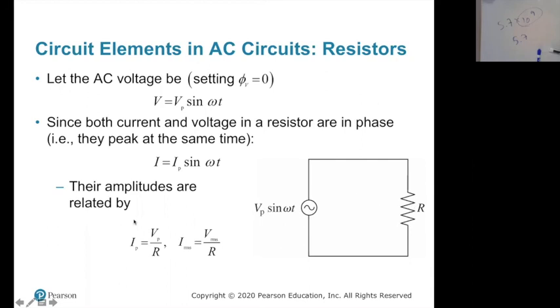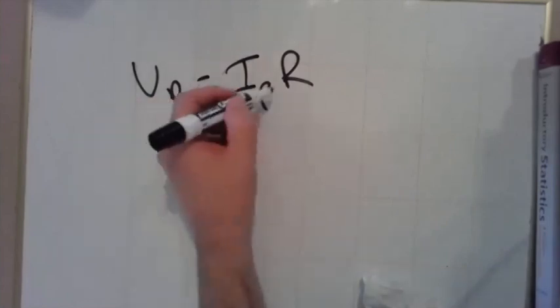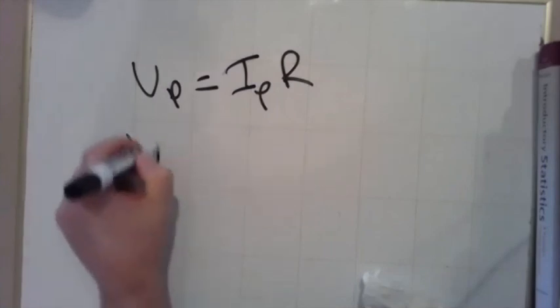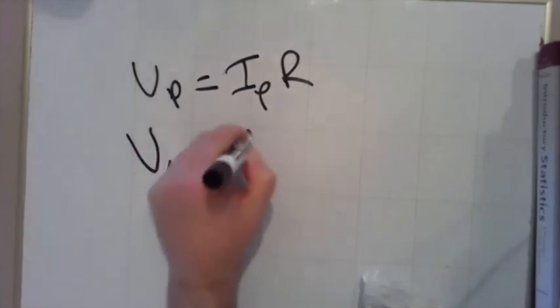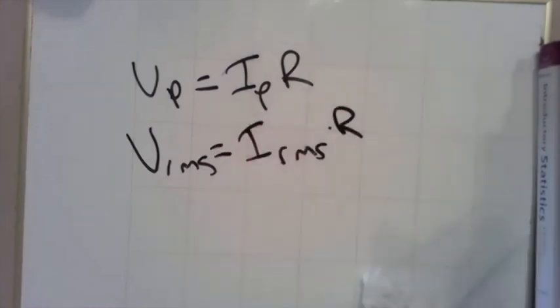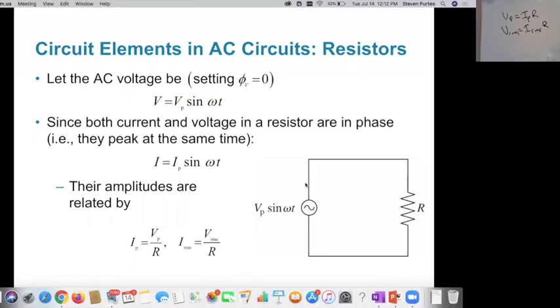We just get Ohm's law. I don't know why your book chose to write this like this. I would have written it like Ohm's law. It's our peak voltage is our peak current times R. It's just Ohm's law. Same thing applies for RMS. The RMS voltage is the IRMS times your resistor. Everything's always going to come back to Ohm's law. Okay, that's our simplest type of circuit.